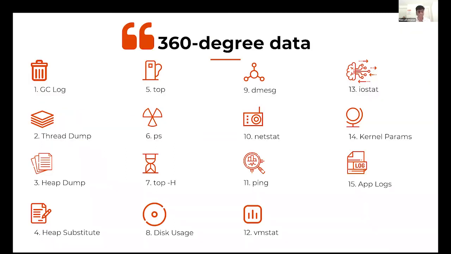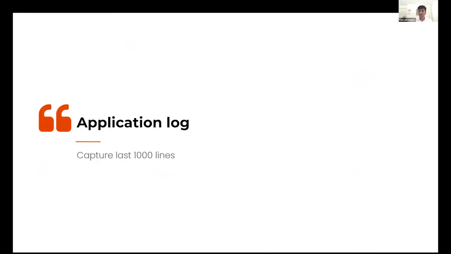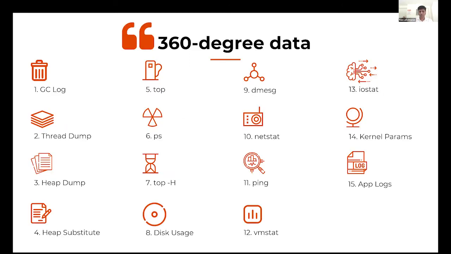The next data we want to look at capturing is the application log, which sometimes contains a wealth of information. Maybe there are some exceptions going on and I want to look into that. So I want to take a snapshot of my application logs and bundle it for my analysis. The script gives you a provision to capture that.